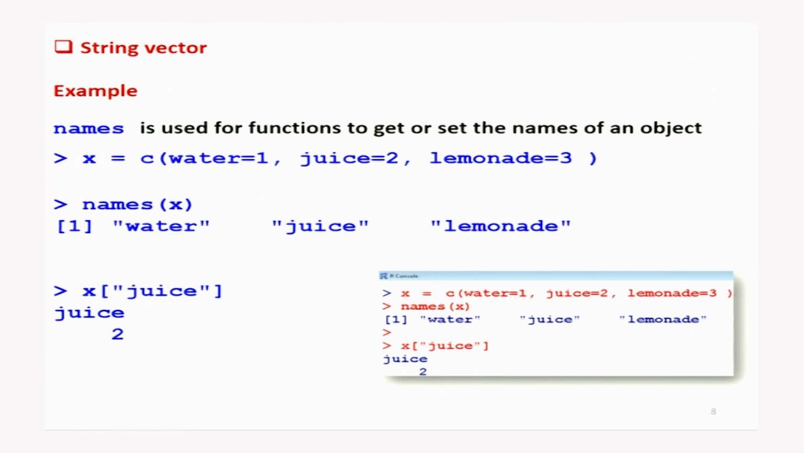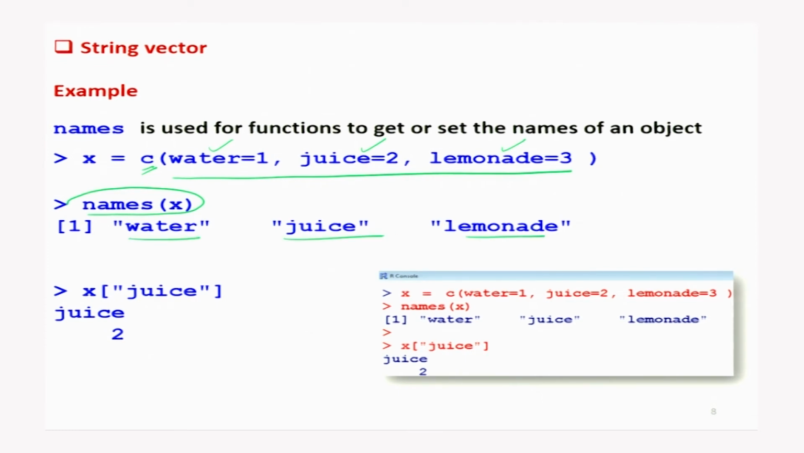Similarly, if you are given the names and, corresponding to the names, you want to know the value, how do you get it done? Let me take one more example in which I take 3 values, say water equal to 1, juice equal to 2 and lemonade equal to 3, right. Now you can see that intentionally I am not taking a list, but simply a data vector using c. The names in this vector x are water, juice and lemonade.